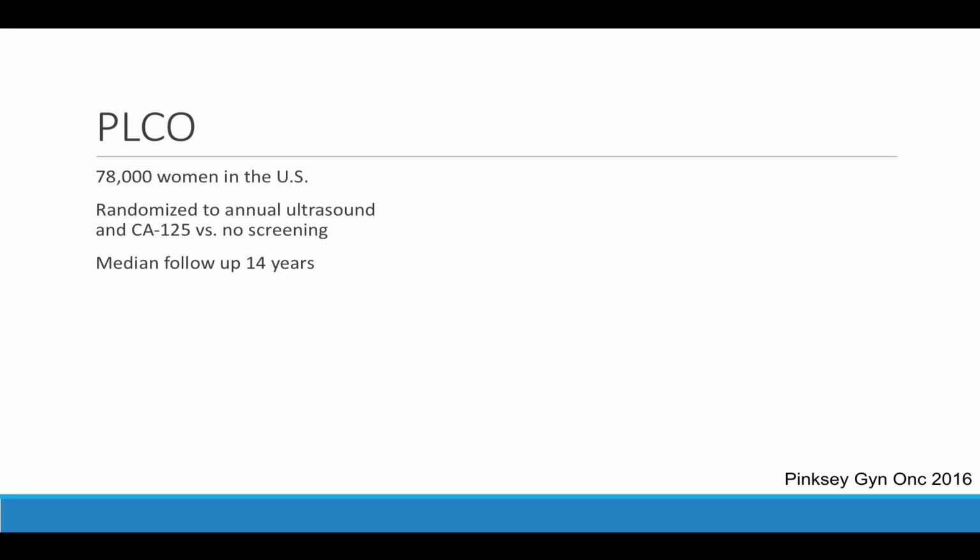I'm going to walk you through just a couple large studies that have been done. This is the first one, called the Prostate, Lung, Colorectal, and Ovarian Cancer Screening Study, that was done of 78,000 women in the United States. This is just the ovarian piece of it. Women in this study were randomized to either getting an annual transvaginal ultrasound to look at their GYN organs and a CA125 blood test versus no screening. And the median follow-up of the study was 14 years.